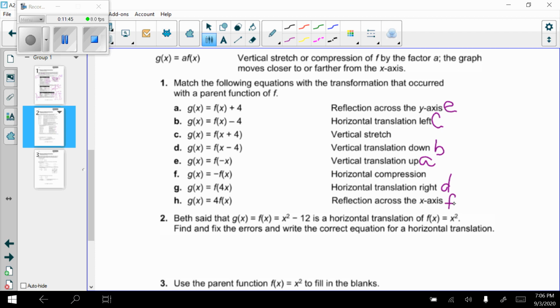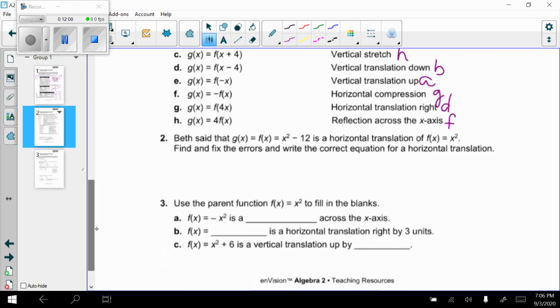The next one, we have f of 4 times x, okay? So when it's multiplying by the x before it does anything else, that is a horizontal compression, so this would be g. And then finally, when it's 4 times the entire function, that is the vertical stretch, this would be h.